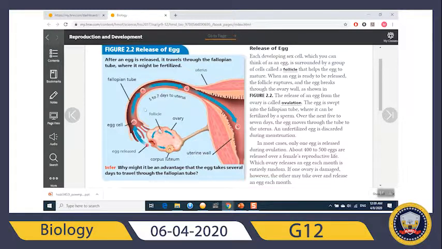Then the egg will move through the fallopian tube to the uterus. The movement of the egg through the fallopian tube will take 5 to 7 days. It differs between females. For some females this egg will travel in 5 days, some 6, some 7. Now, during the travel through the fallopian tube is the best time to get pregnant. We will elaborate on that later on.